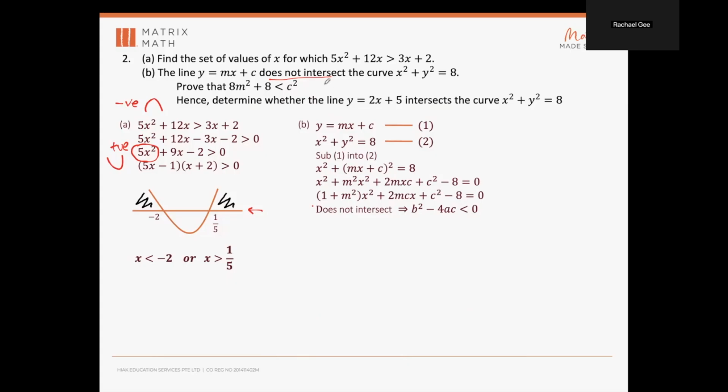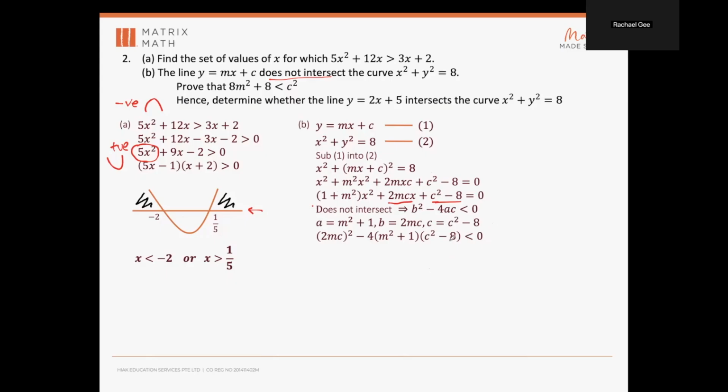Since the question already says does not intersect, we will set our b squared minus 4ac to be less than 0. So our a is m squared plus 1, over here. Our b is this part here, and then our c is just c squared minus 8.